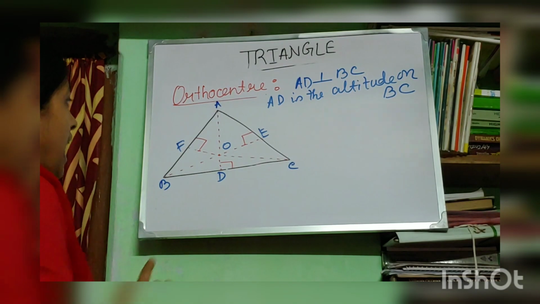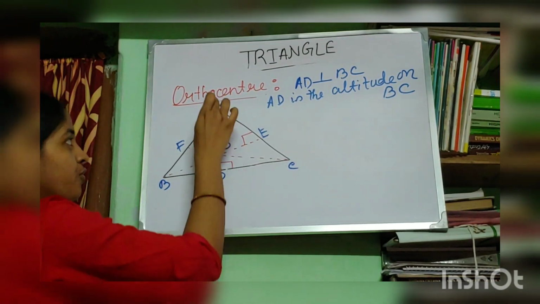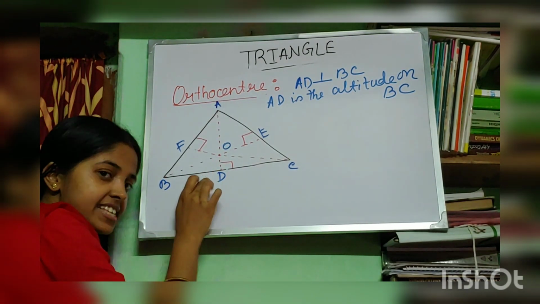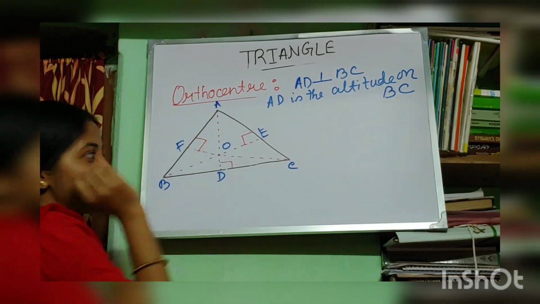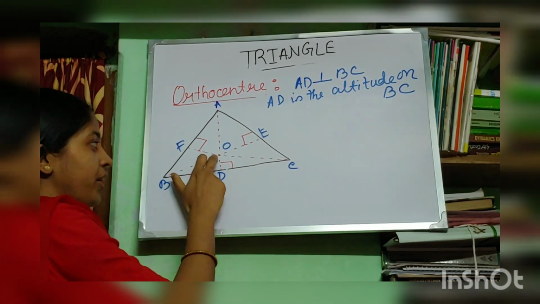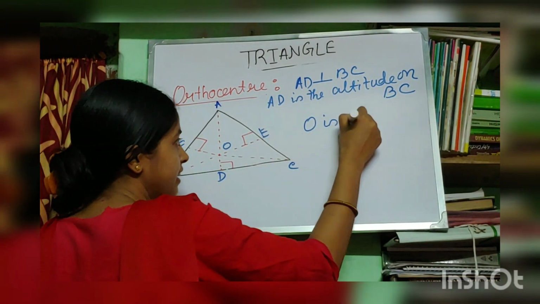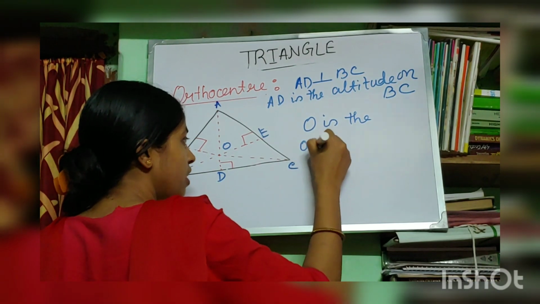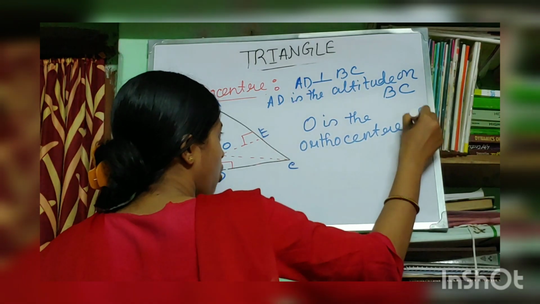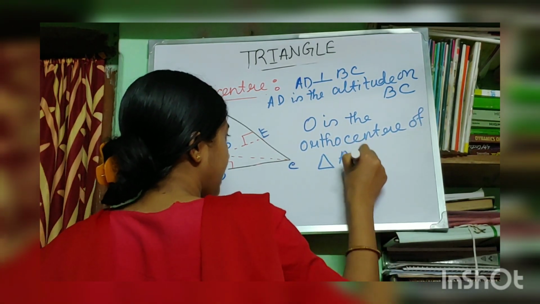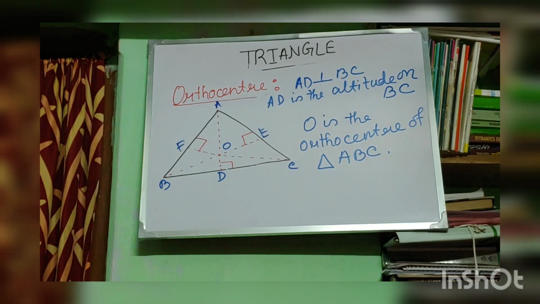One more time, the altitude. Altitude is a perpendicular drawn from the vertex to its opposite side. So when three altitudes coincide in one point, that point of concurrence is called the orthocenter. So for this triangle, O is the orthocenter of triangle ABC. I hope you have understood what the orthocenter is.